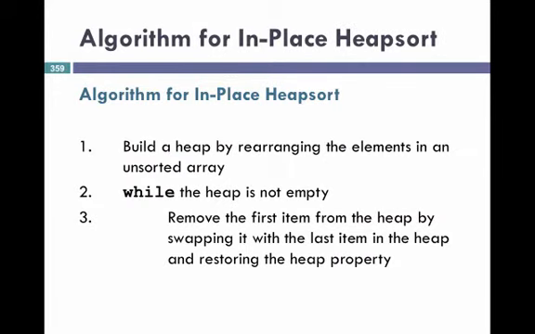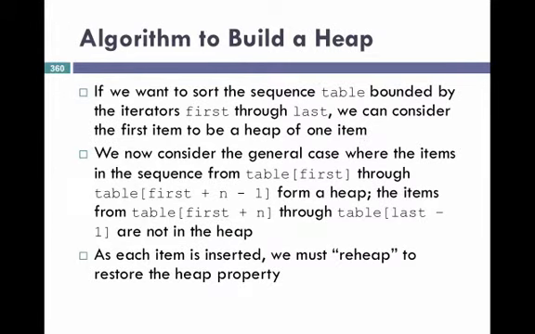Here's the algorithm for doing this in-place heap sort. We build a heap by rearranging the elements, and while the heap is not empty, we remove the first item and swap it with the last item in the heap, and then we restore the heap property. Now if we want to sort the sequence table bounded by the iterators first and last, we can consider the first item to be a heap of one item. And we now consider the general case where the items in the sequence from table sub first through table sub first plus n minus 1 form a heap, and the items from table sub first plus n through table sub last minus 1 are not in the heap. And as each item is inserted, we must reheap to restore the heap property.